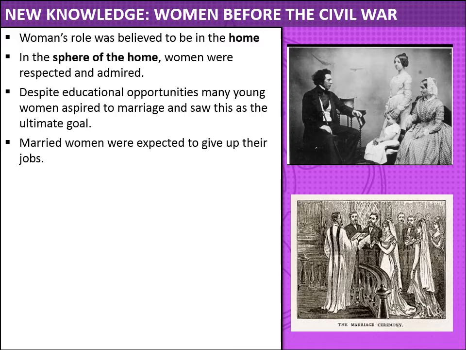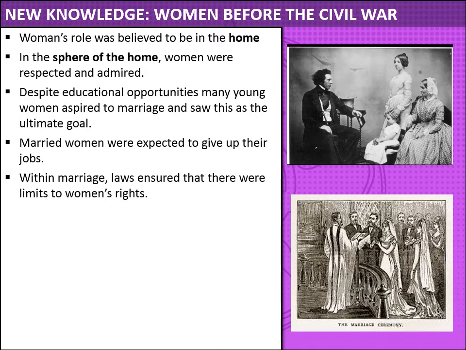Now, there were some drawbacks to marriage. One of which is that married women in the 19th century were expected to give up their jobs. So if they had worked as an unmarried woman, the moment they married, they were expected to give that up and focus purely on looking after their husbands, the home, and then any children that came along.